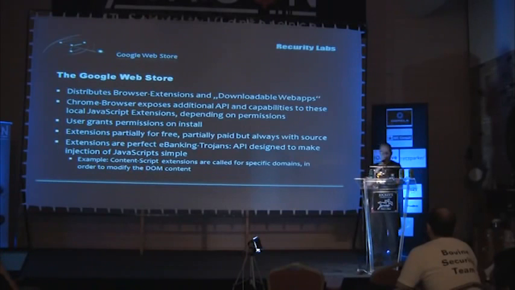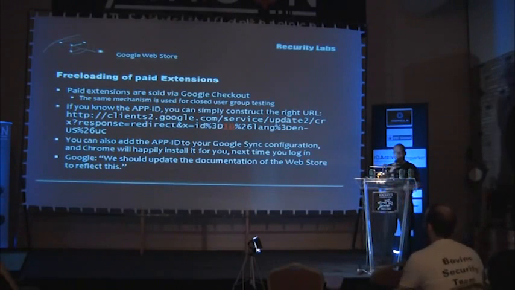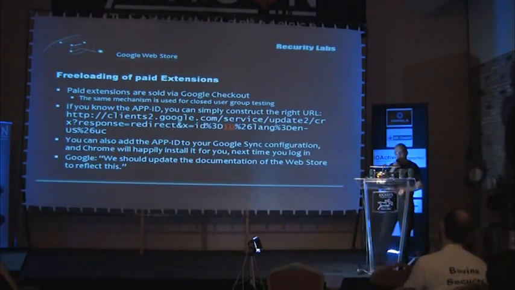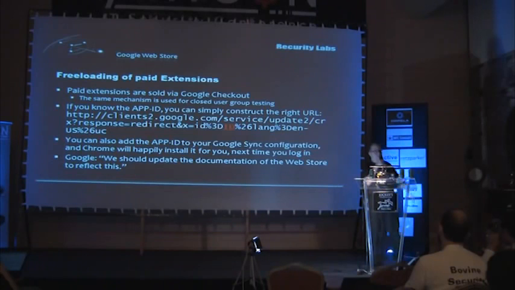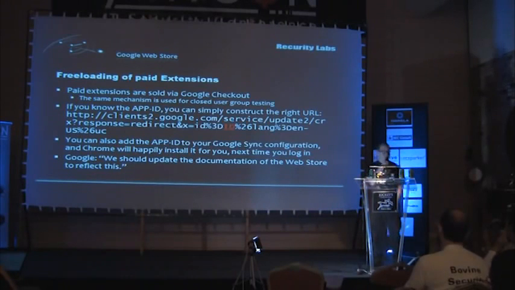We already see submissions for Black Hat Vegas that make an entire talk about it. They also have paid extensions so that people can make money off their browser extensions. But they're not really well protected, so if you have the extension ID, which you see when you browse the catalog, you can essentially create a certain request here, and then you download the extension for free. You can also use the Google Sync configuration for your browser and just add the ID to the configuration, and next time you sync your browser, it will download the extension for you, without you paying, obviously.